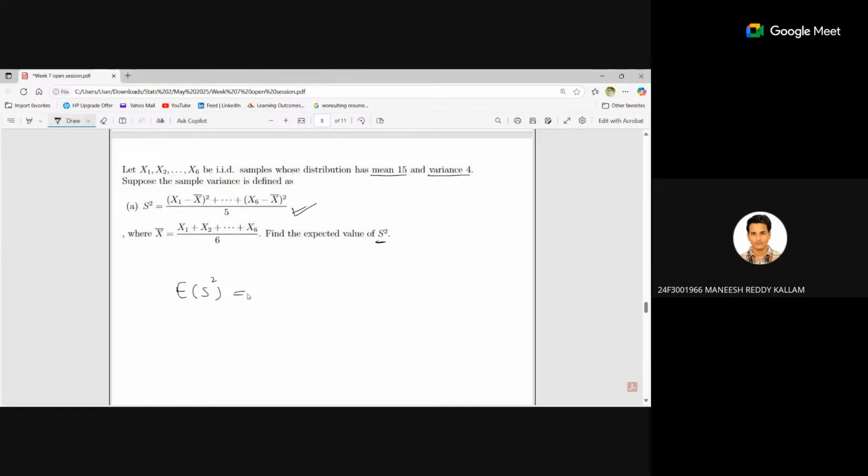4. How? It's a formula, ma'am. Yeah, it's a formula. So this is basically summation of xi minus x bar whole square divided by n minus 1, correct? So n is 6. So 6 minus 1 is basically 5. So this is basically my original formula of sample variance, right? So we know that the expectation of sample variance is equal to sigma square. And sigma square here is 4. Fine.